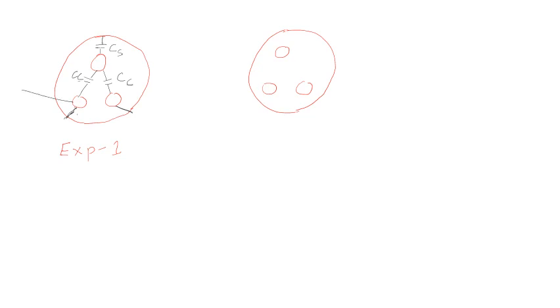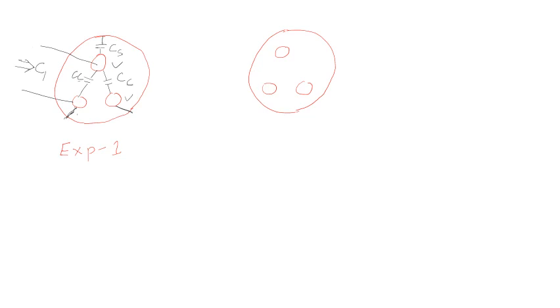So what we will do, we will measure the capacitances across here. We will measure the capacitances between one core that is not connected to the sheath and the other core that is connected to the sheath. You can choose these two for connection also.